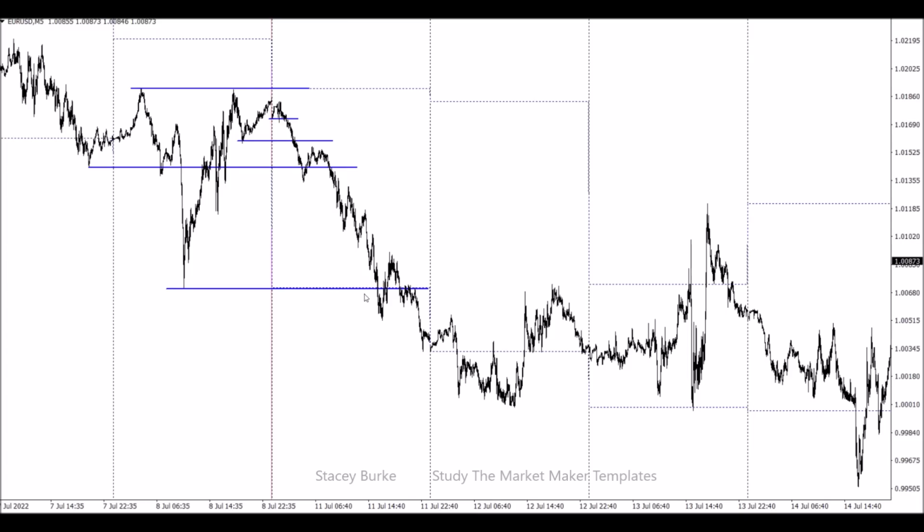That starts our day one down. So it's Monday and we have day one down. Shorts are in the market. They're in the market at the close of the session. Tuesday, we have day two shorts.